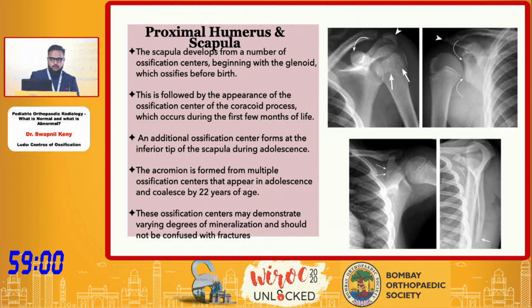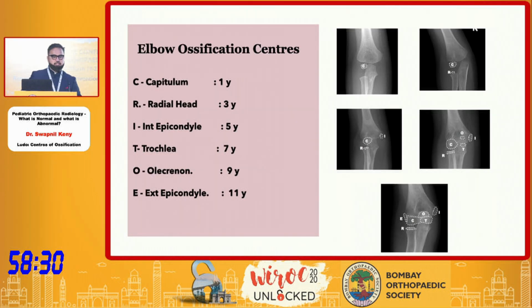Now the proximal humerus and the scapula develop from a number of ossification centers beginning with the glenoid, which ossifies before birth. This is followed by the appearance of ossification centers in the coracoid in the first few months of life. An additional center of ossification is seen at the inferior tip of the scapula during adolescence, and the acromion is formed again from multiple ossification centers, which coalesce by the age of 22 years. All these centers may demonstrate varying degrees of mineralization and should not be confused for fractures.